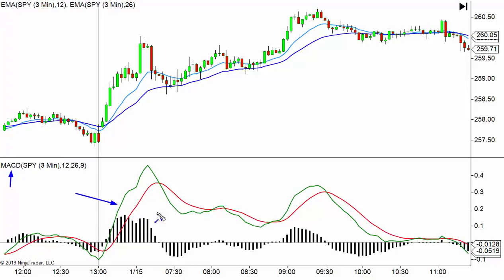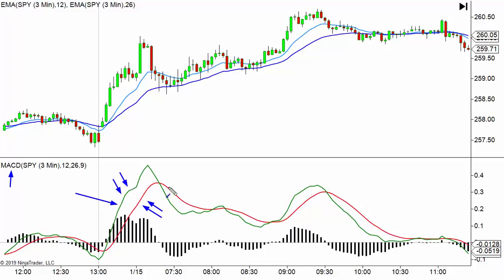Now this red line is actually a moving average of the MACD line. The typical calculation for the MACD line is the 12-day EMA minus the 26-day EMA, exponential moving averages. And then the signal line is a 9-period EMA of the MACD. Okay, then we'll talk about the histogram here in just a moment.